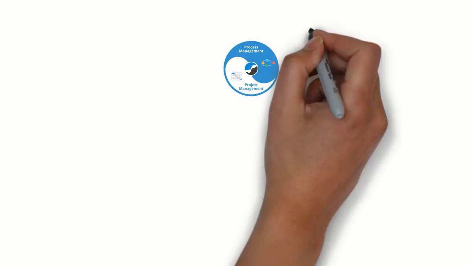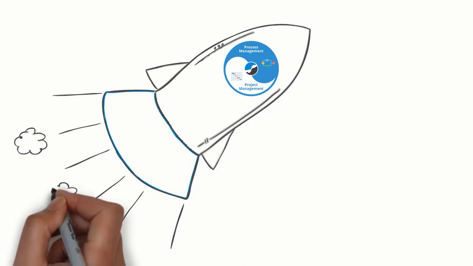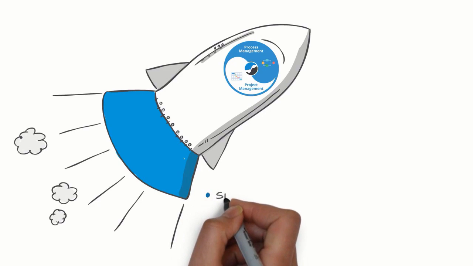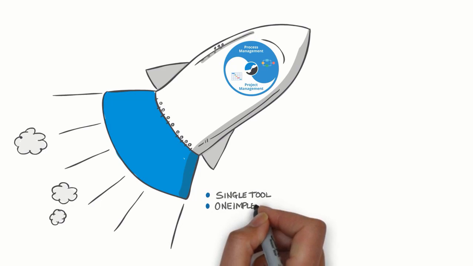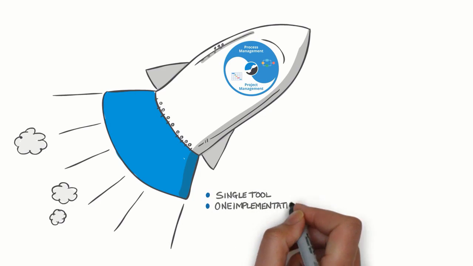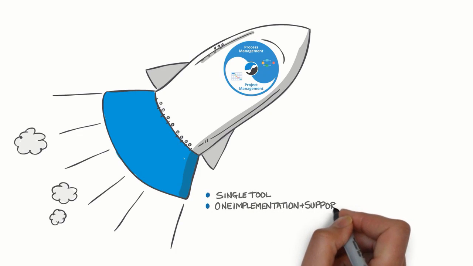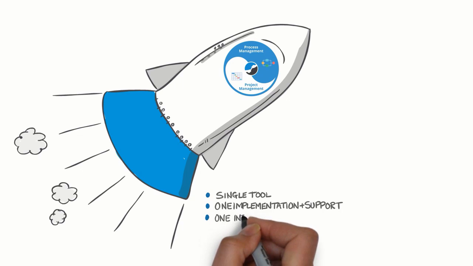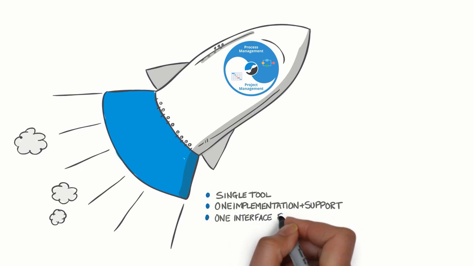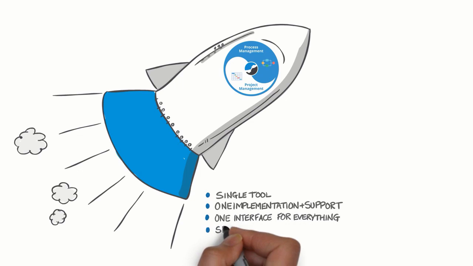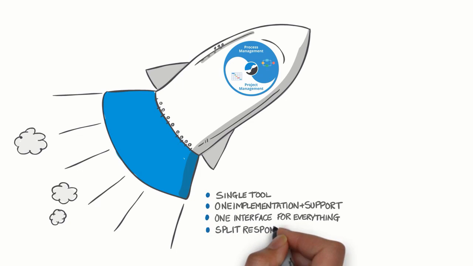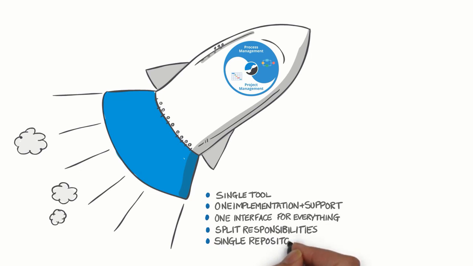There are many other benefits of this approach. A single tool can be used for processes and projects of any level of structure and complexity. Only one tool needs to be implemented and supported. The same interface is used by workers involved in both processes and projects. Responsibilities for process design and project management can be split between workers with the most appropriate skill set. There is a single repository for process and project data and information.